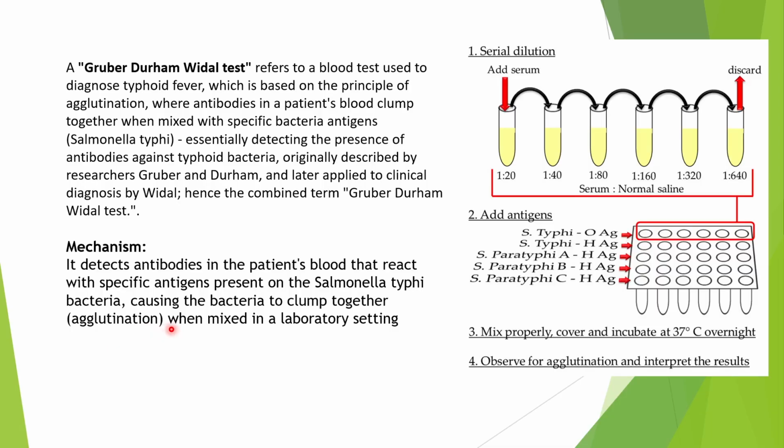So agglutination is seen when mixed in laboratory settings. This is done by serial dilution of the serum, and it is added onto a plate like this, where you add different strains of the Salmonella antigens. You have the typhi, you have paratyphi A, B, C, O, H, etc. In each well, the serum sample will be added, and then the antigen will be added. Based on the dilution, you can also see how much the infection is, how far it is, and the particular strain type will then be identified and diagnosed.